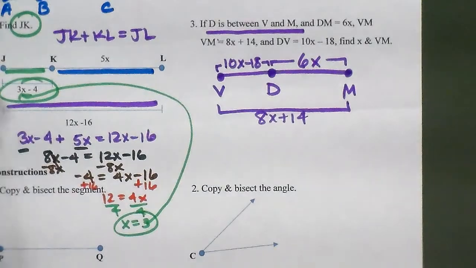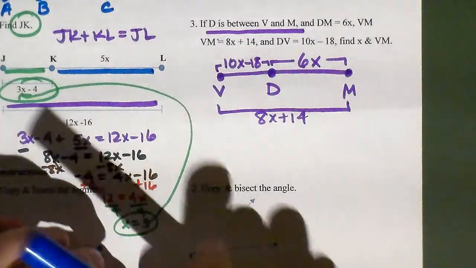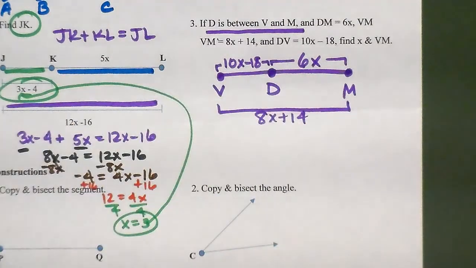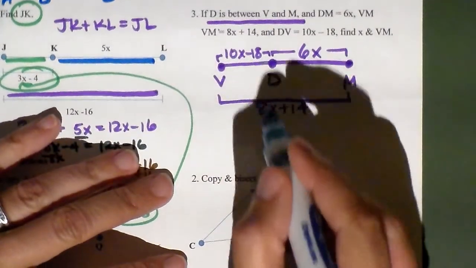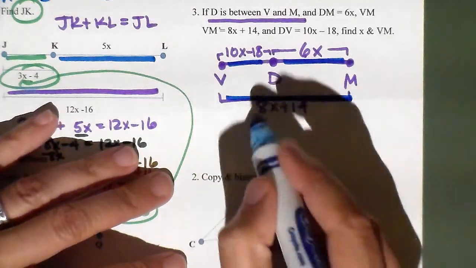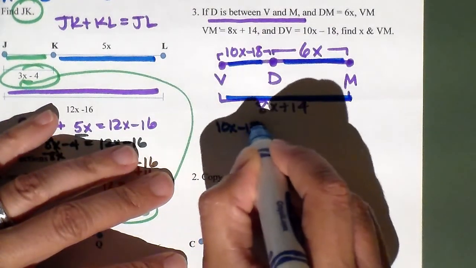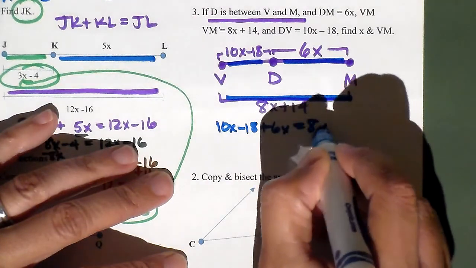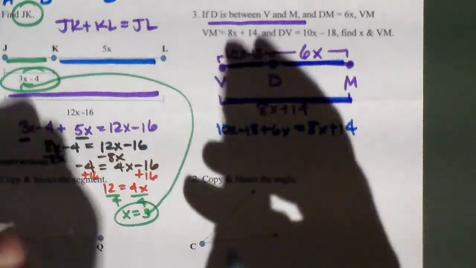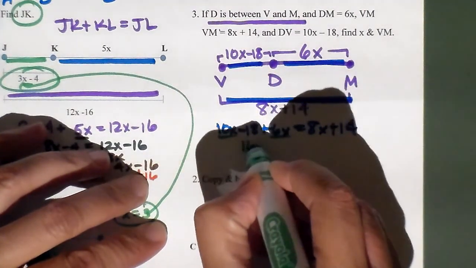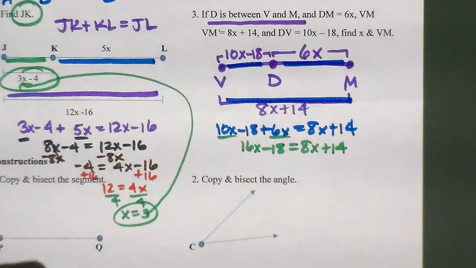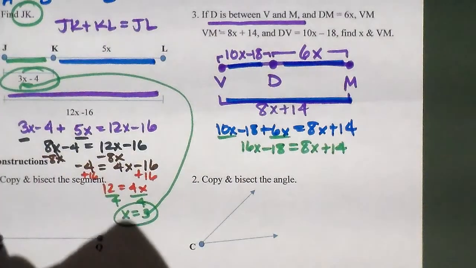So now I have a way to set up an equation. I know that DV plus DM equals VM, because that's the segment addition postulate. So this guy plus this guy is going to equal this guy. So 10x minus 18 plus 6x equals 8x plus 14. Now I'm going to combine like terms. I've got 10x and 6x, which is 16x minus 18 equals 8x plus 14. Again, I'm just doing algebra now. I'm not doing any special tricks or anything.